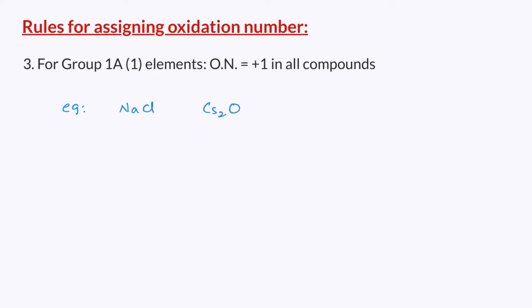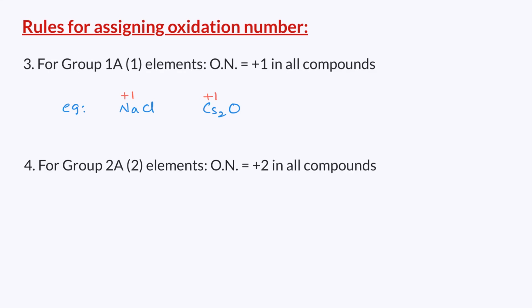The oxidation number of sodium in sodium chloride is +1. Similarly, the oxidation number of cesium in cesium oxide is +1, and so on. Rule number 4. For group 2A elements, the oxidation number is equal to +2 in all compounds.